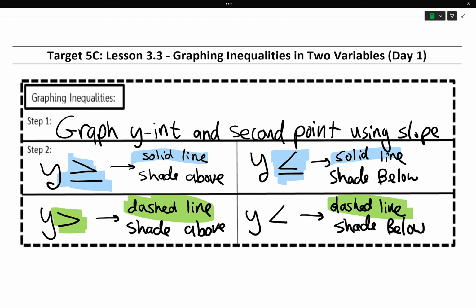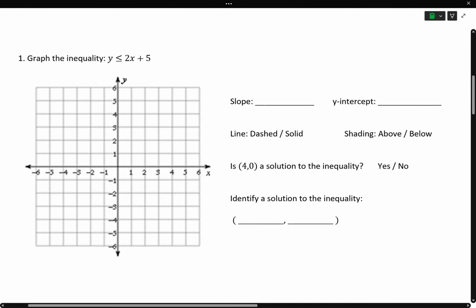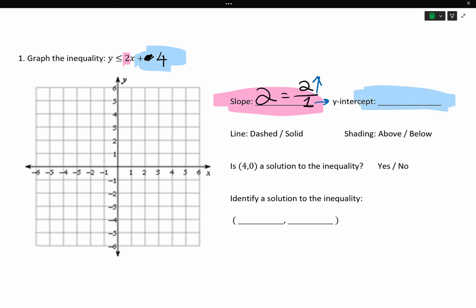Let's check out how it looks when we apply it. Number one. First, let's identify the slope and the y-intercept. The slope is the number next to x, so our slope in this case is 2. And just to remind ourselves, that means it's 2 over 1. That also means we're going up 2 spaces and to the right 1 space. Lastly, we have our y-intercept. I'm going to change this to a 4, because I messed up. Our y-intercept is here, it's a 4, and that's where we're going to start our graphing.